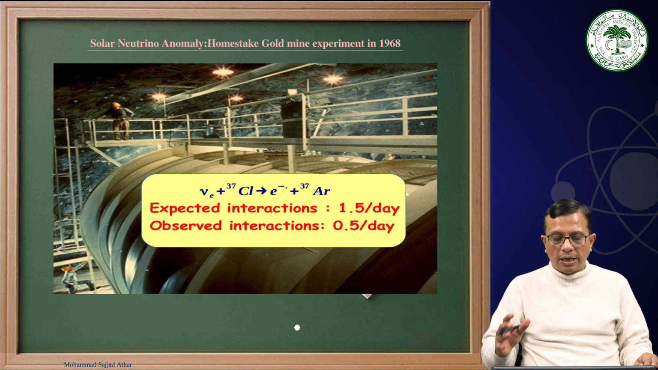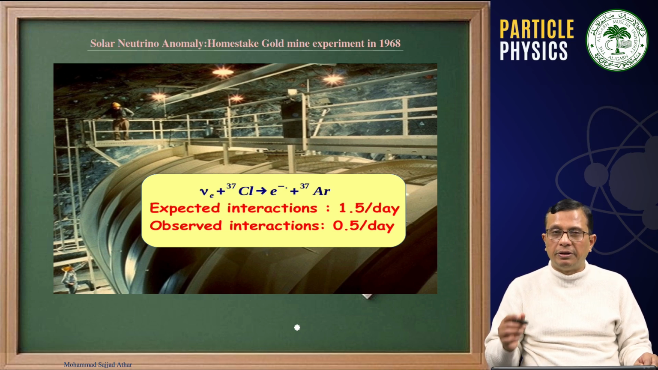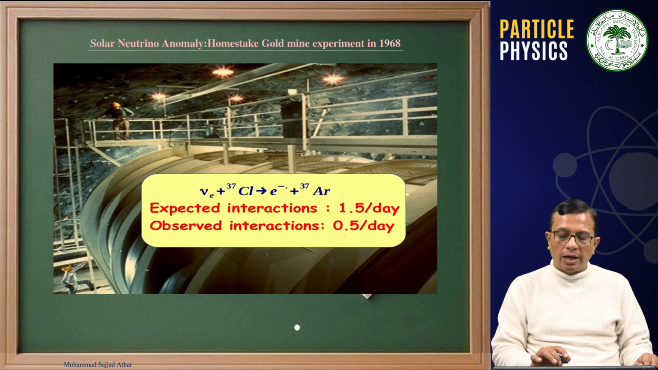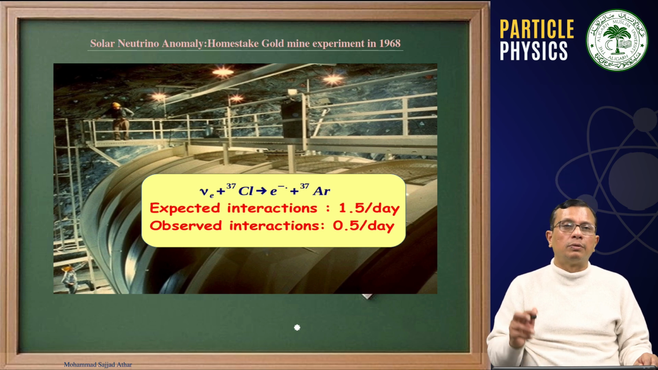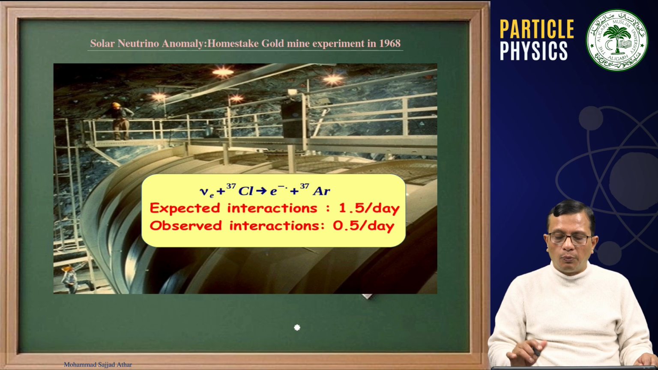And as you can see, they observed 0.5 neutrinos per day, not even one event in a day. And the expected interactions theoretically from the Bahcall model, the standard solar model, was 1.5 events per day. And this discrepancy is known as the solar neutrino puzzle.